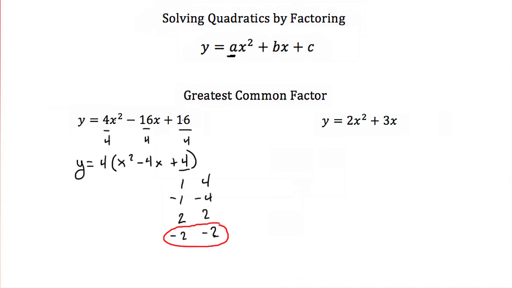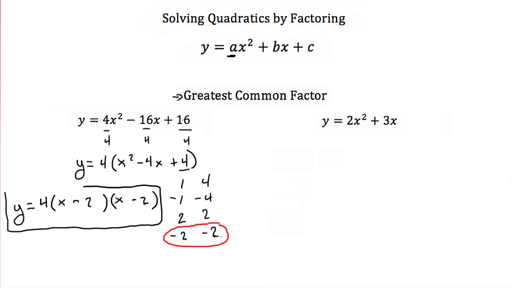So if we factor that, we have an x squared, so that's just x times x. And we have a minus 2 and a minus 2, so this is minus 2 and minus 2. And then don't forget about the 4, that was our greatest common factor. We took that out before, so it goes on the outside here. So we get y is equal to 4 times x minus 2 times x minus 2.